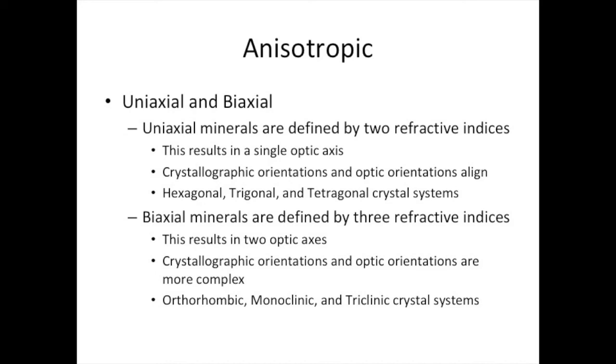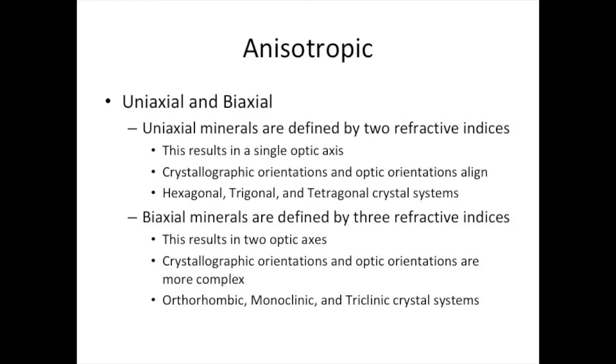Our uniaxial materials are going to have two refractive indices, and they're going to have a single optic axis because of this. Thankfully, our crystallographic orientations and our optic axis are going to align. The C-axis of our crystals are always going to be our optic axes for uniaxial materials. And the plane of the A-axes is always going to be the circular section, or the direction in which we can view the maximum difference in refractive indices.